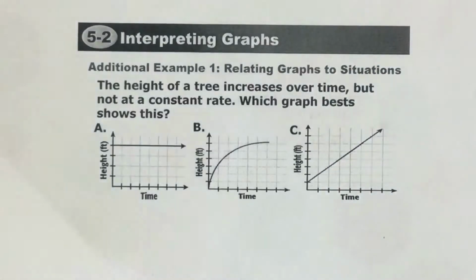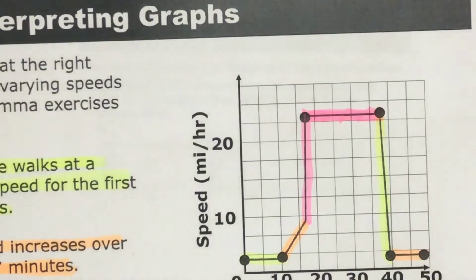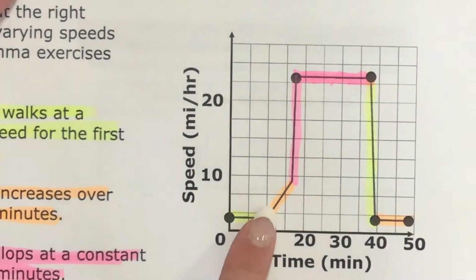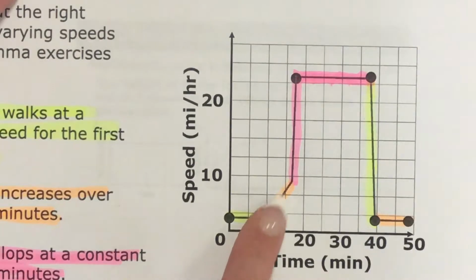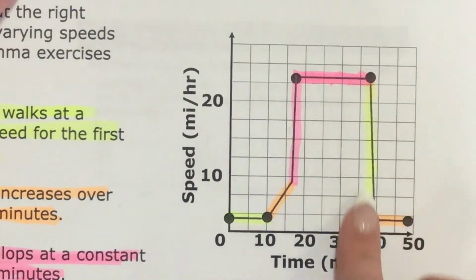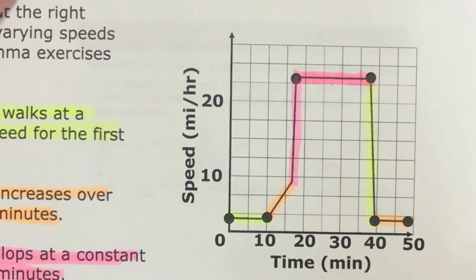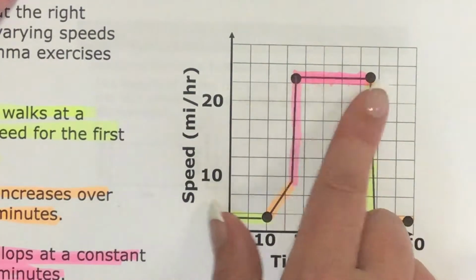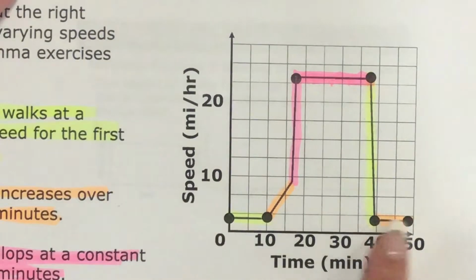Going back here, when it's a straight line like this, a slanted straight line, that is a constant rate. Right here, when it decreased in a straight line, that is a constant rate. This is just remaining constant, a horizontal line, remaining constant, remaining constant.